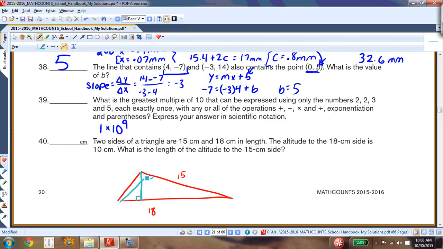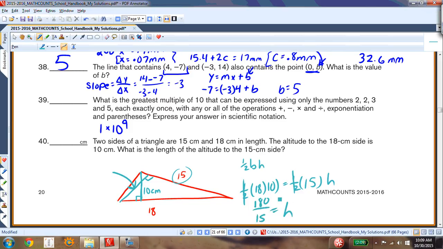So here, I can do a couple things. I know that the altitude from the 18 centimeter side is 10 centimeters. So notice that I can find the area of this triangle, 1/2 base times height. 1/2 times 18 times 10. That gives me the area of the triangle. I can also find the area of the triangle. Imagine it's flipped over so that this is the base. Then it would be 1/2 times 15 times the height, which would be the length of this side. And then I solve for h. Halves cancel. I have 180 over 15 equals h. H is equal to 12 centimeters.